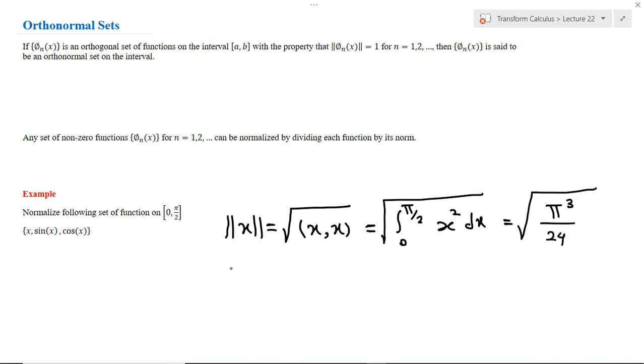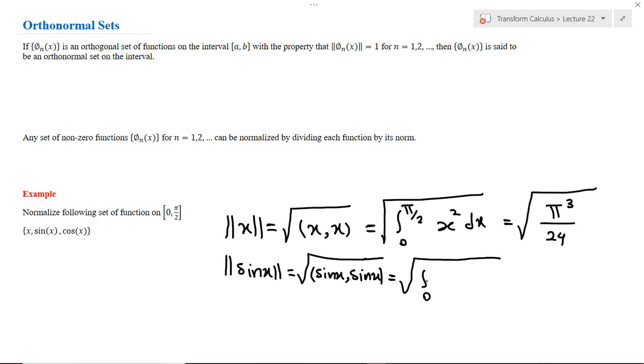Now I have to find the norm of the second function. The second function is sine x, so I have to find the norm of sine x. It's equal to root of the inner product of sine x and sine x. It's equal to root of the integral from 0 to pi over 2 of sine x times sine x, so sine squared x dx. If you find this integral, you can see that it's equal to root of pi over 4.